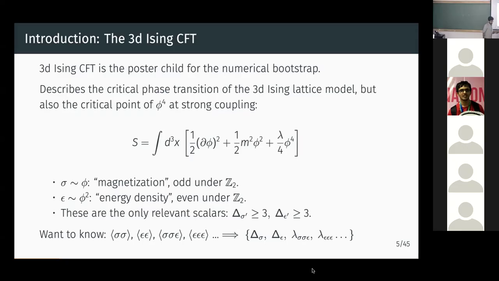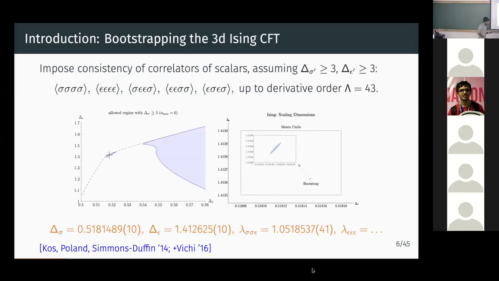And the question is, what does this get us? And it turns out quite a lot. So if you just impose consistency conditions on the 5 correlation functions of scalars, which I've listed here, it turns out famously that you restrict the entire parameter space of delta sigma, delta epsilon, they're quite small here, unfortunately, into some compact island here, plus a peninsula, which will go away.